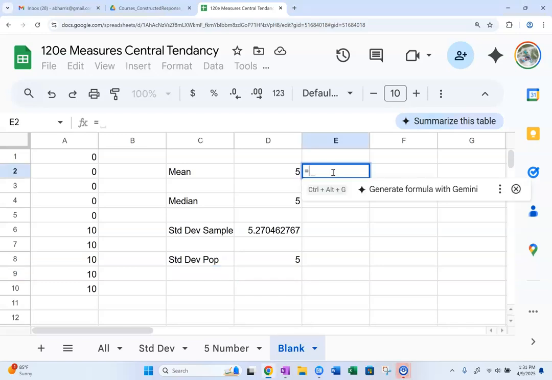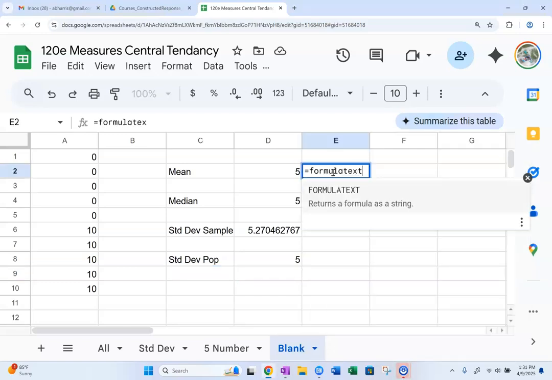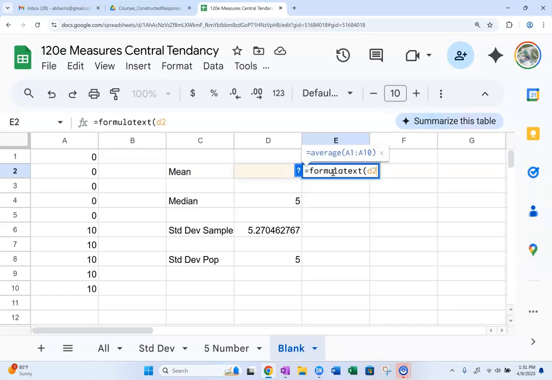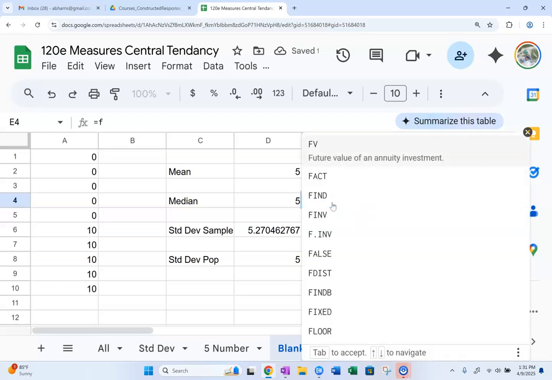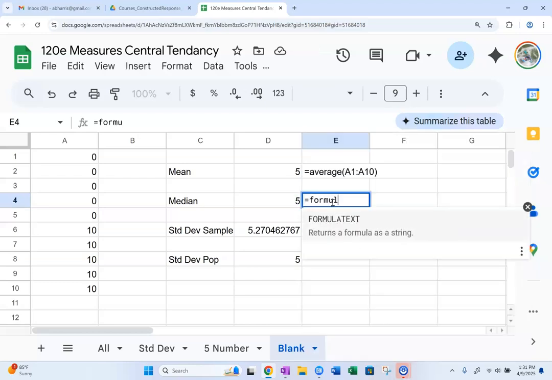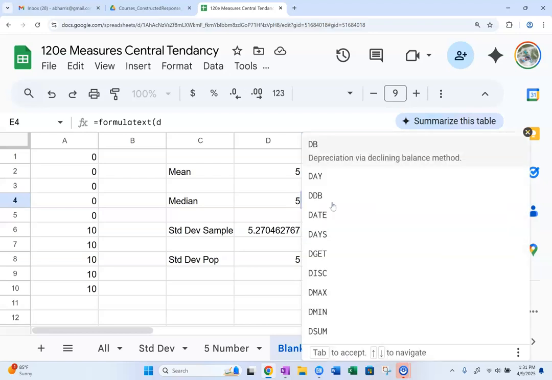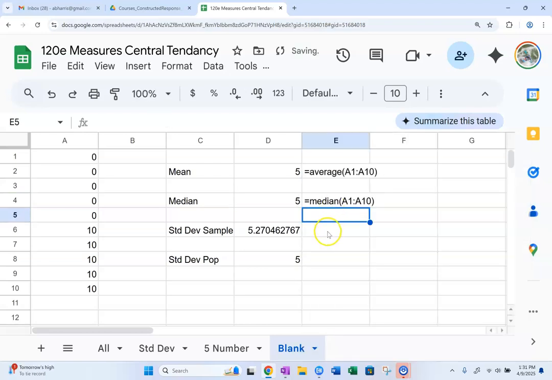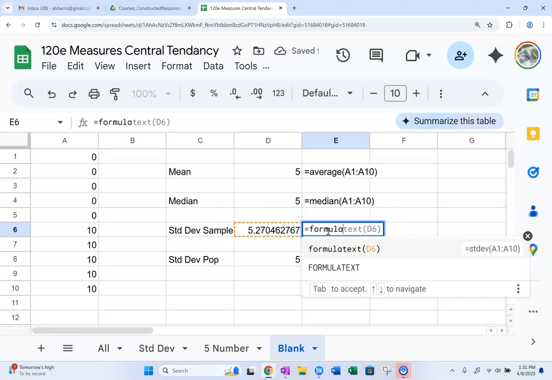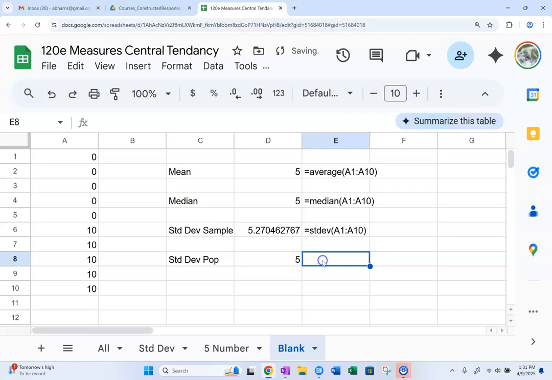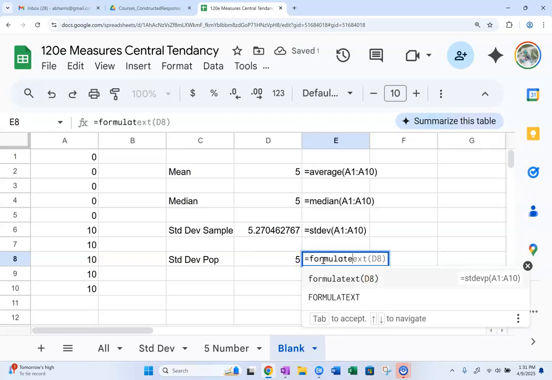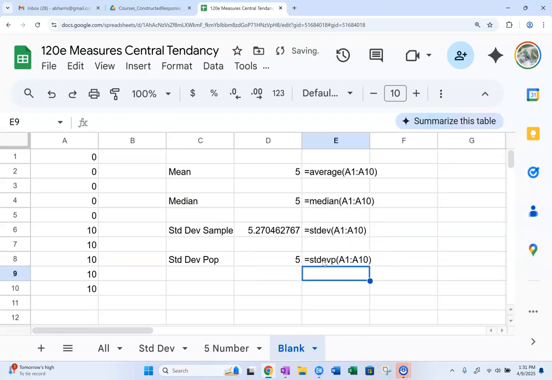And I'll show you the coding out to the side here. Formula text for D2, and that shows you the formula. Equals formula text for D4, that shows you the code right there. Formula text for D6, there's that one. And formula text for D8, there's that one. All right, so that's how you do that in Google Sheets.